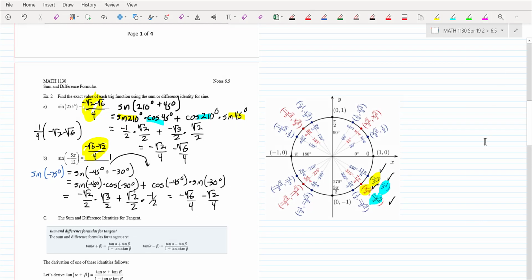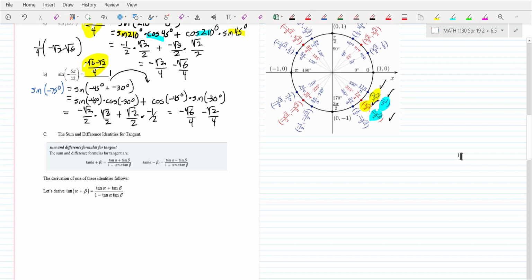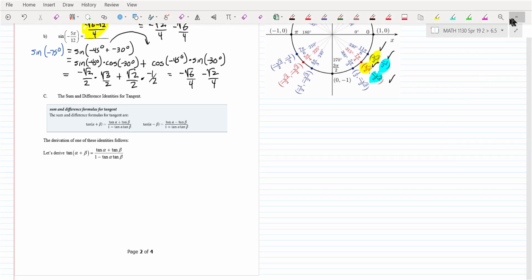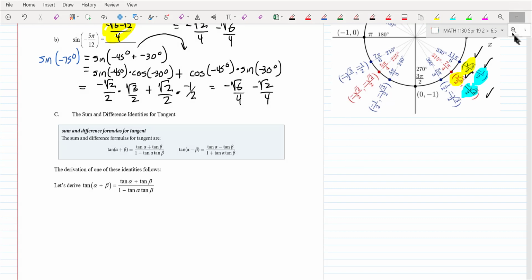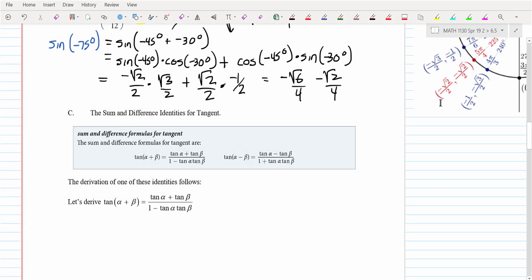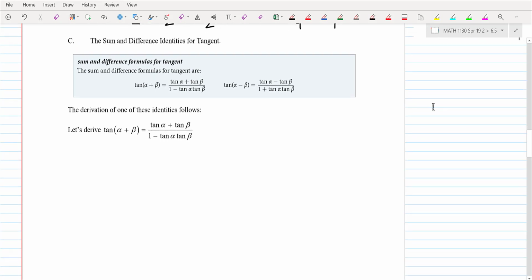All right, the tangent identity is a little bit harder just because a lot of times you have to rationalize a denominator. The sine cosine identities are always pretty straightforward. So I'm going to show you the derivation of this identity. I like to derive some of these things. The sine and cosine identities are kind of tricky to derive, but this one's pretty easy to derive because you can derive it based on what we know about the sine and cosine sum identities that I just showed you.